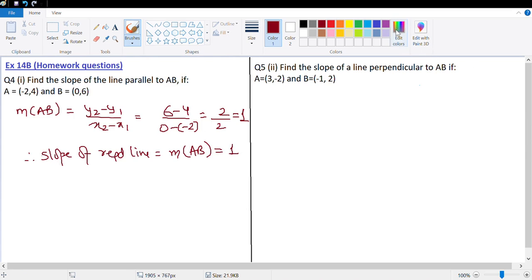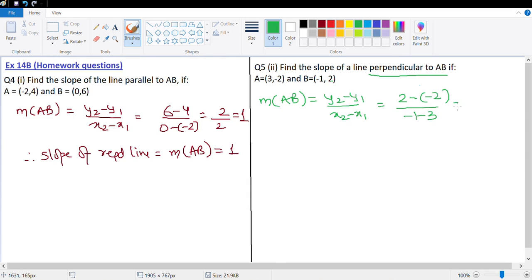Next one, question number 5, part 2. It says find the slope of a line perpendicular to AB if the coordinates of A and B are given. Again, let's figure out the slope of AB. That would be y2 minus y1 upon x2 minus x1. So let's take 2 minus negative 2 upon negative 1 minus 3. So that's 2 plus 2 upon negative 4. That's 4 upon negative 4, which means negative 1.